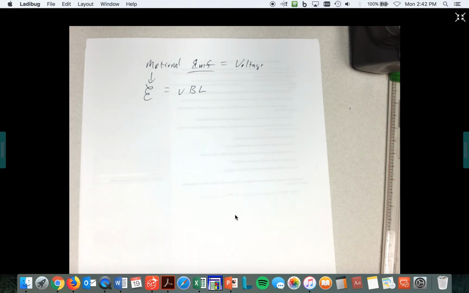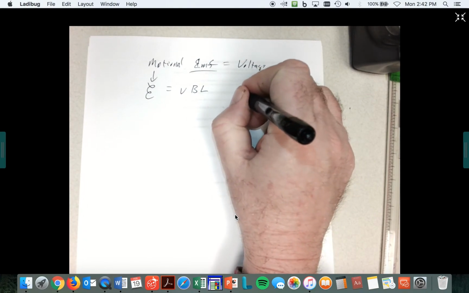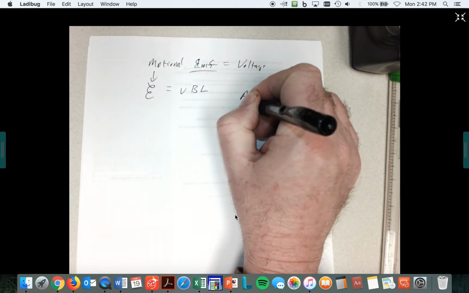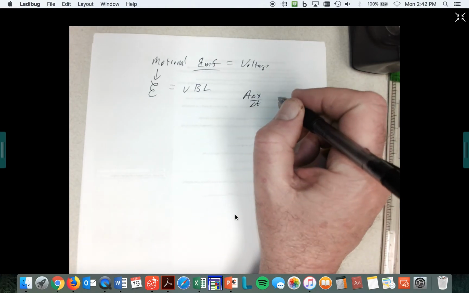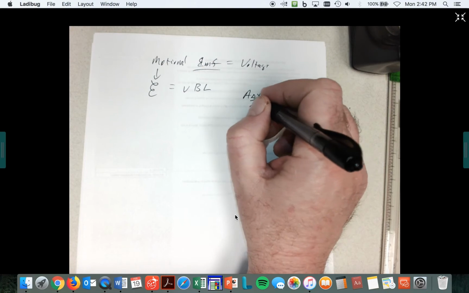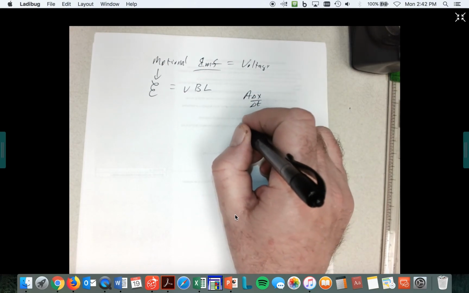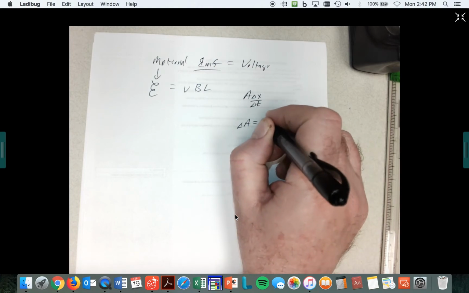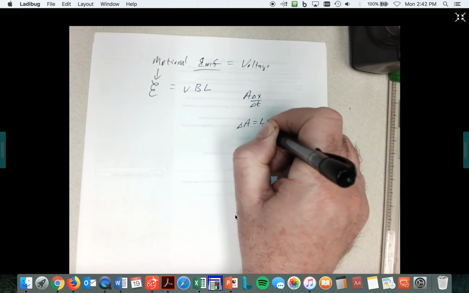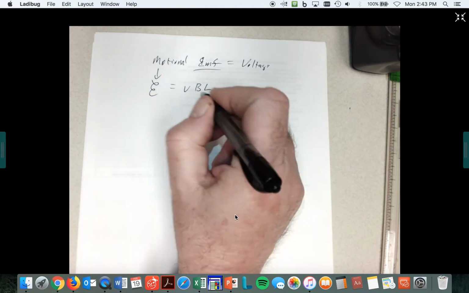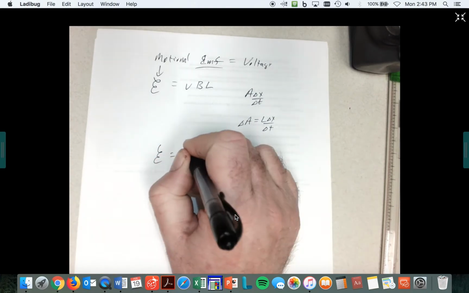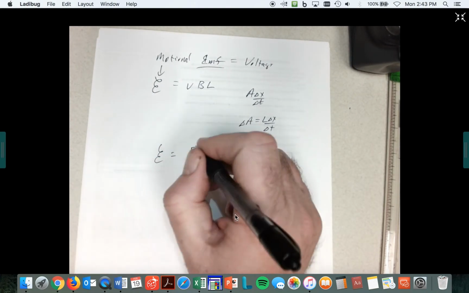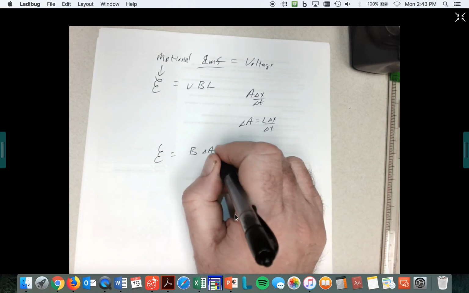The reason that works is because we're changing the area. The area is changing, delta x over delta t, which gives me my v. Because the changing area is equal to L times delta x over delta t. That's the reason behind it. So the area is changing. The motional EMF is equal to B, which is staying the same, times the changing area, times the cosine of theta.